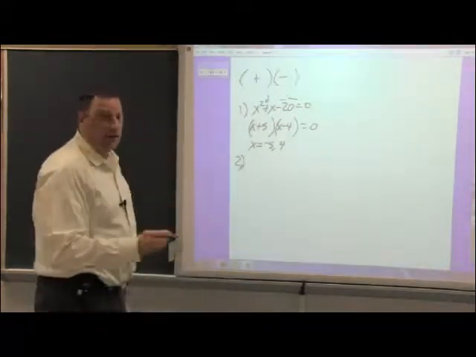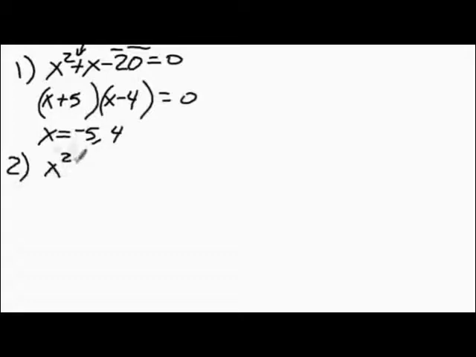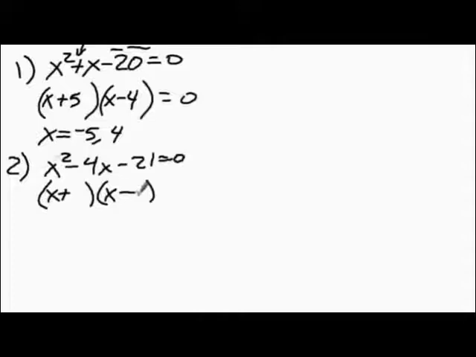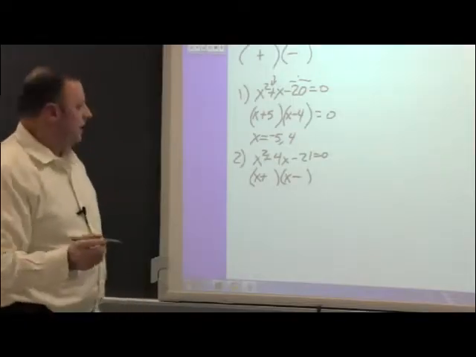x squared minus 4x minus 21 equals 0. Notice the last term's negative, so we're going to get started by putting our x's in the fronts. Signs are going to be plus and minus in the parentheses. Now you have to ask yourself, what times what is 21 but subtracts to 4? Don't worry about the sign right now, just worry about that number. So what times what is 21 and subtracts to 4?